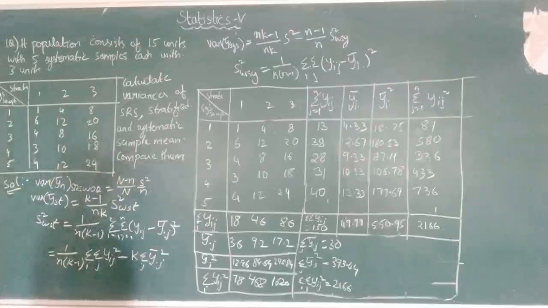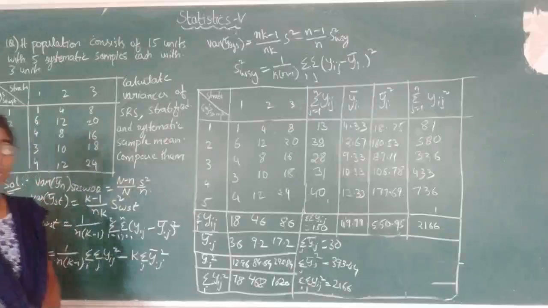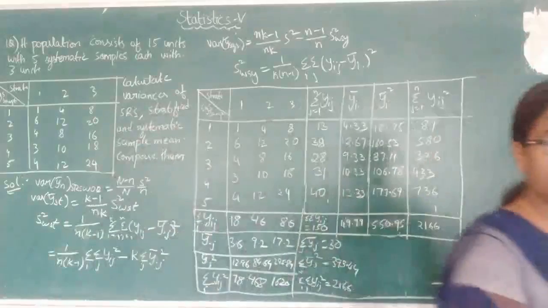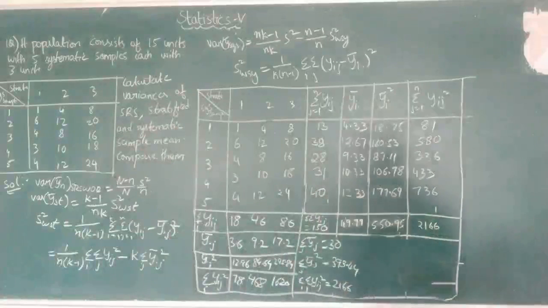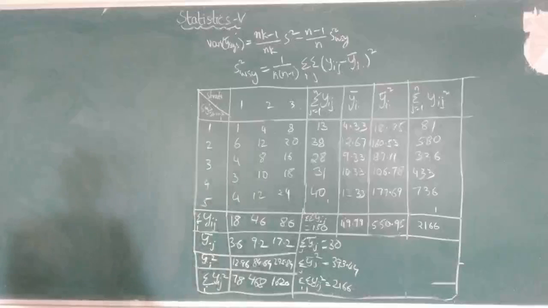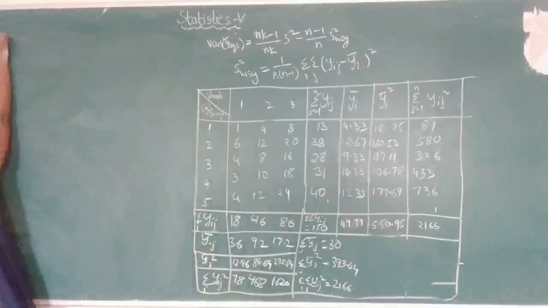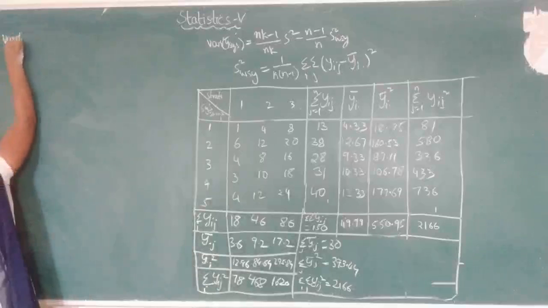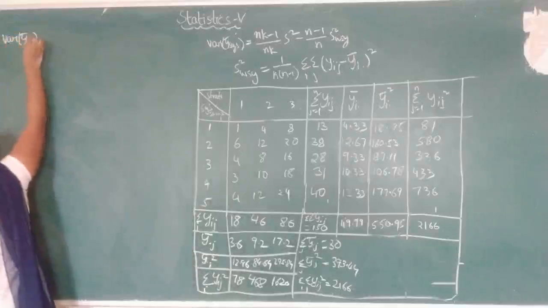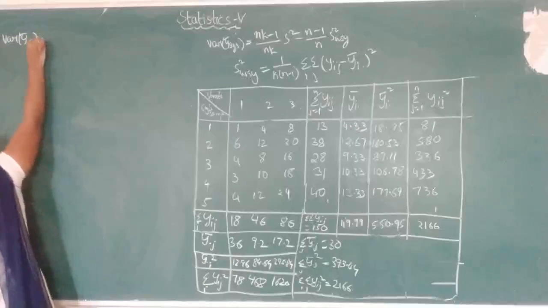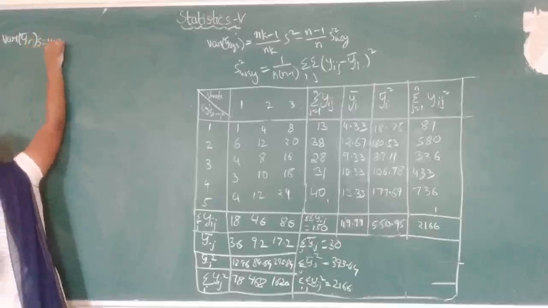Next, what are the values we got? Now we will be substituting in these 3 formulas. Now we will substitute the values in the 3 formulas. So now I will calculate the variances. First I will be calculating the variance of y bar n under simple random sampling without replacement.